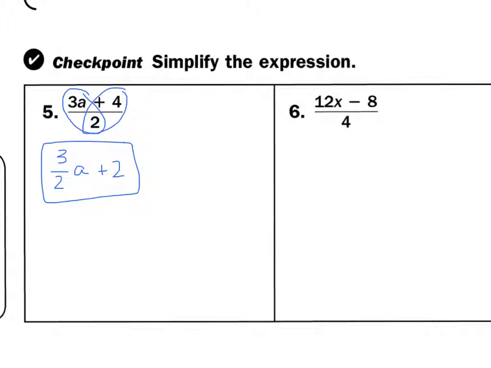Or in 6, 12 divided by 4 is 3, x, and negative 8 divided by 4 is minus 2. And so our answer is 3x minus 2. And that concludes section 2.6.